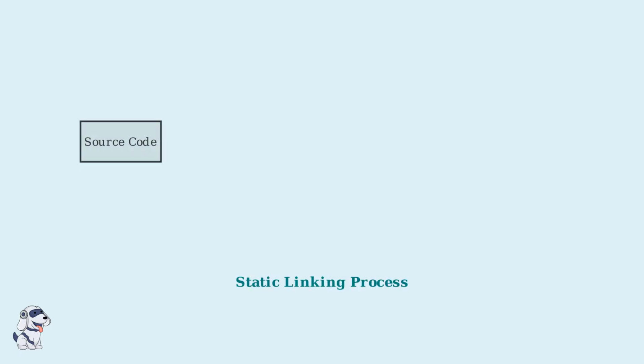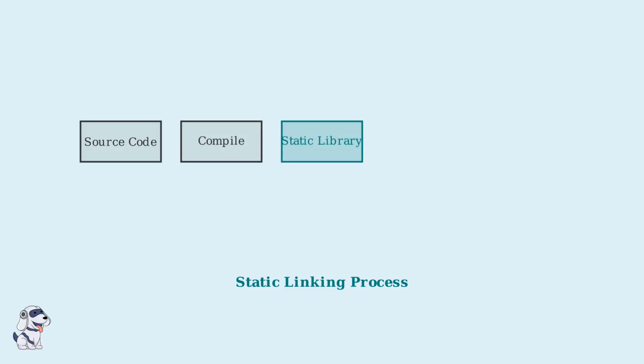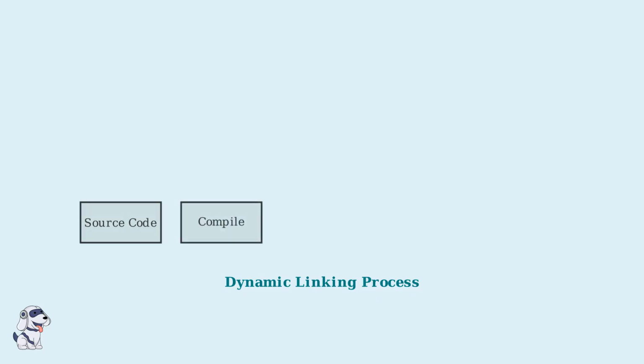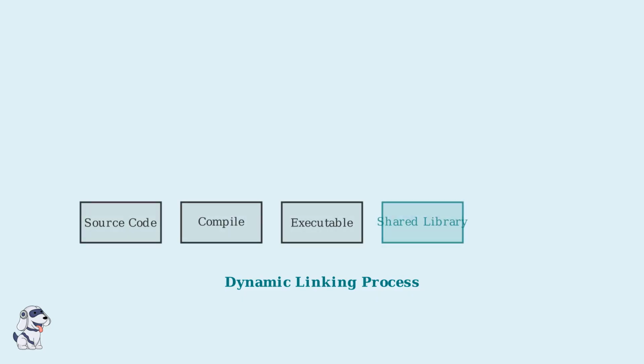In static linking, the process begins with source code being compiled into object files, then linked with static library code to create a complete executable that contains all necessary code. Dynamic linking creates an executable with references to shared libraries. At runtime, the operating system resolves these references by loading the shared library into memory.